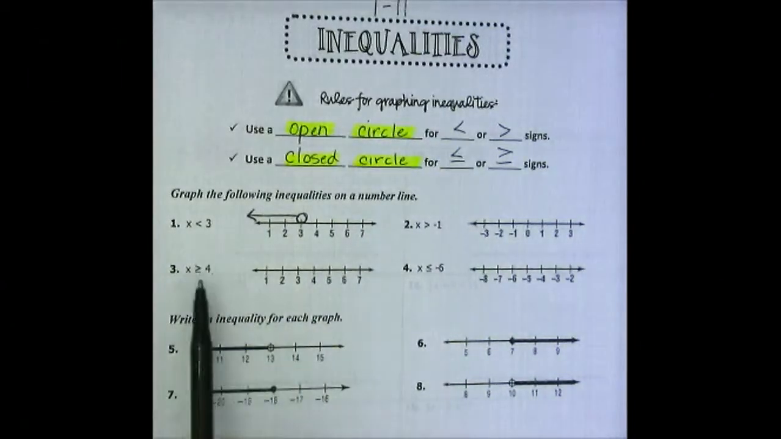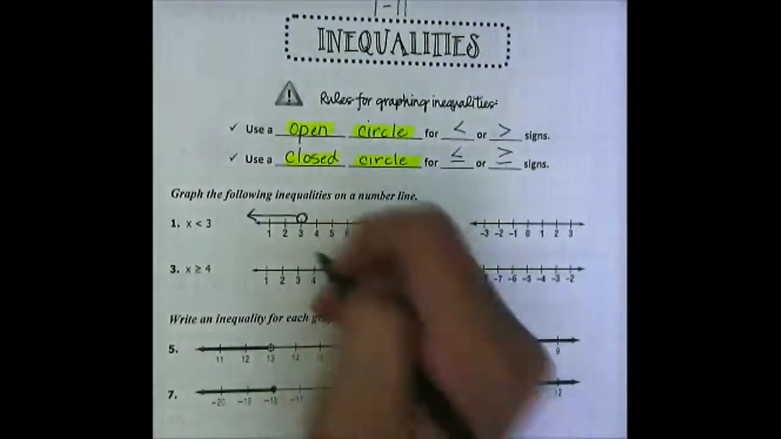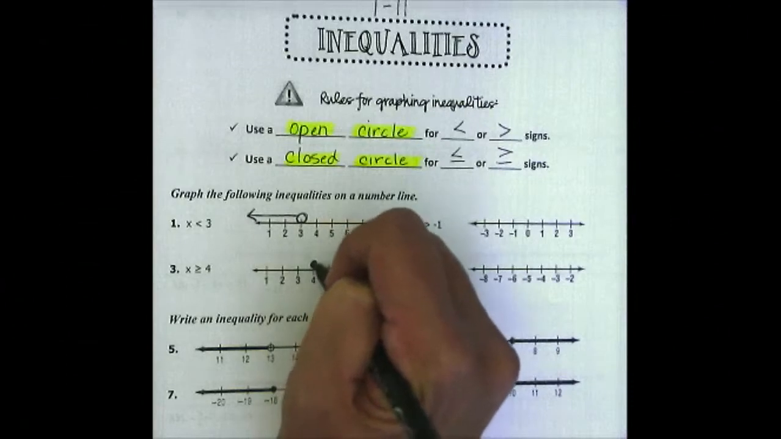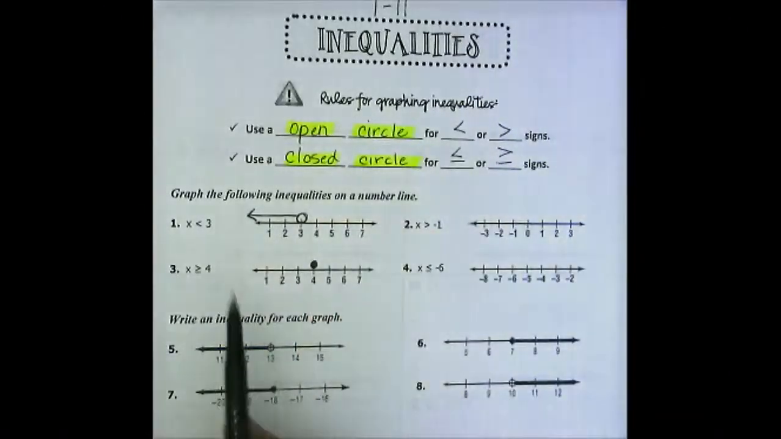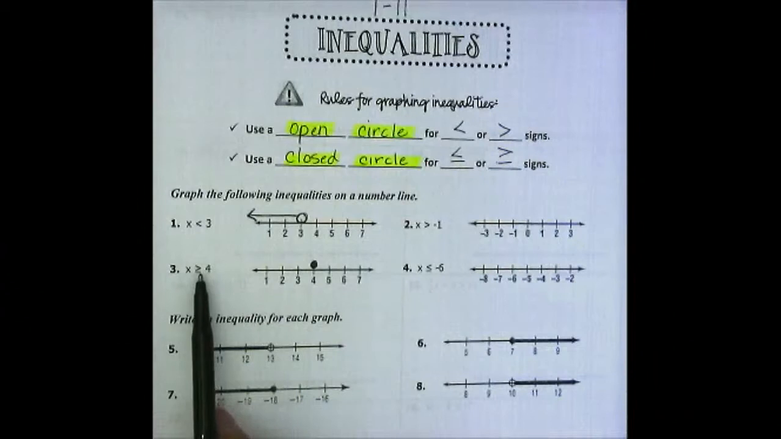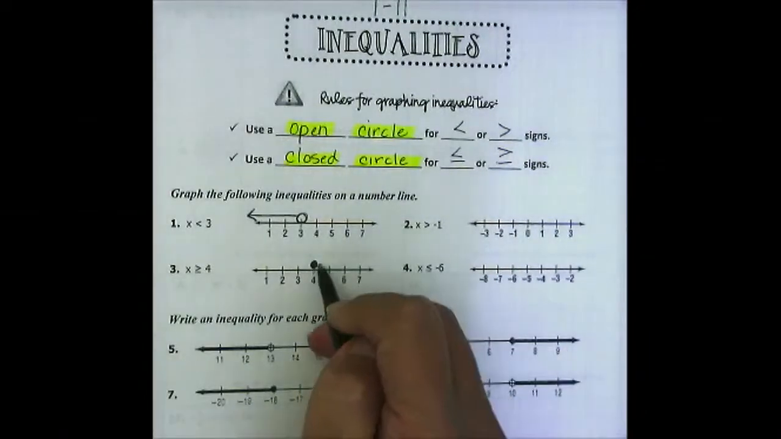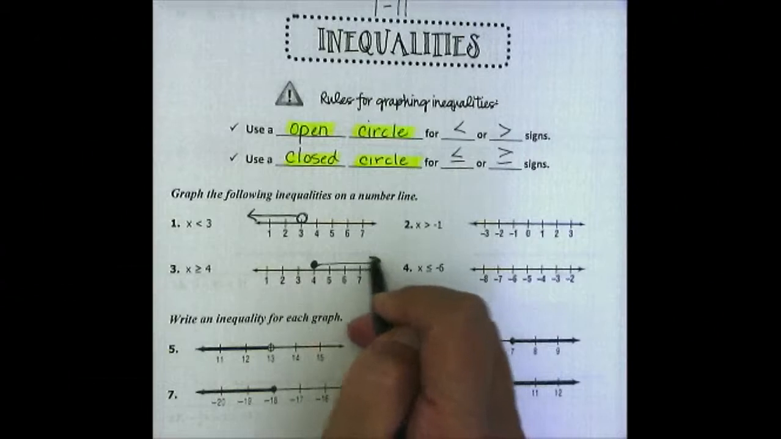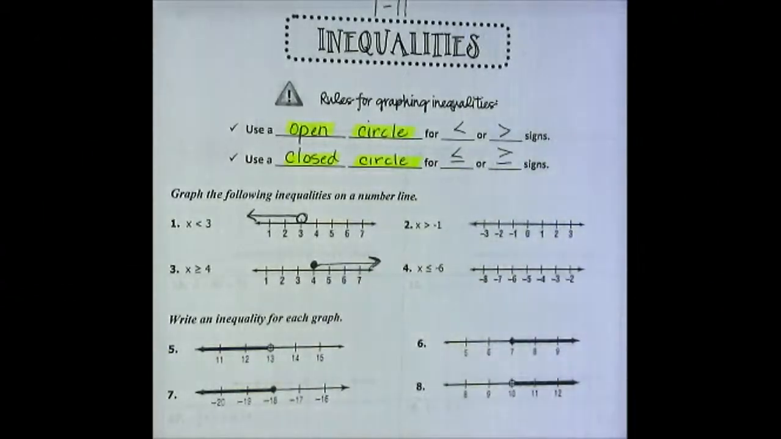Number 3, x is greater than or equal to 4. Because it's greater than or equal to, we'll use a closed circle on the 4, which means that the 4 is going to be included in the answer because of the equal to. The symbol points to the right, and we should also know that the numbers to the right are going to be greater than or equal to 4. So we'll go ahead and draw our arrow to the right. Take just a minute, pause the video, work problems 2 and 4, and come back for the answers.